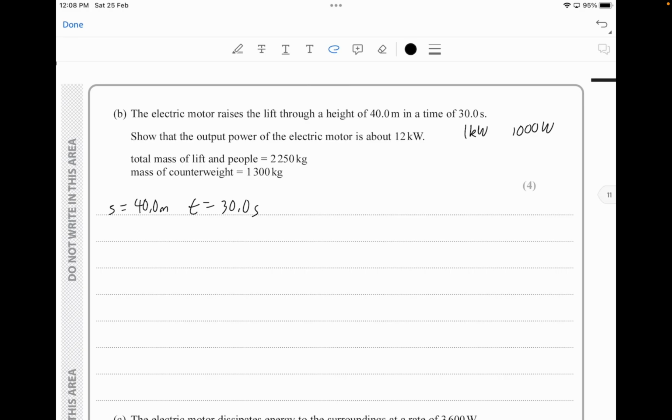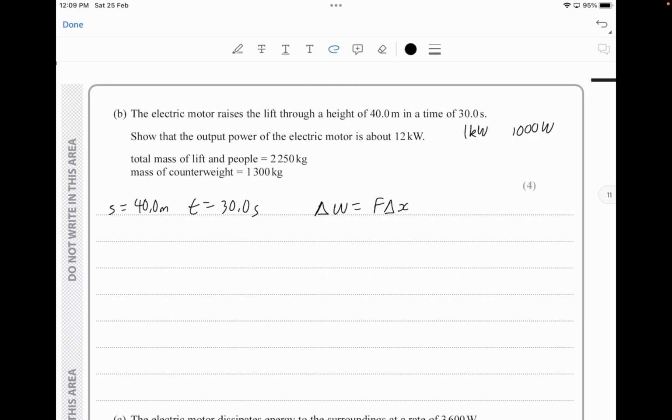So to show the output power, we need to use a formula in this case. In your formula sheet, you're going to use work done, where the change in work done is equivalent to the force times the change in distance, or you could use the gravitational potential energy formula, okay, in this case. So the use of conservation of energy, we know that the energy is going to be for the lift in this case.